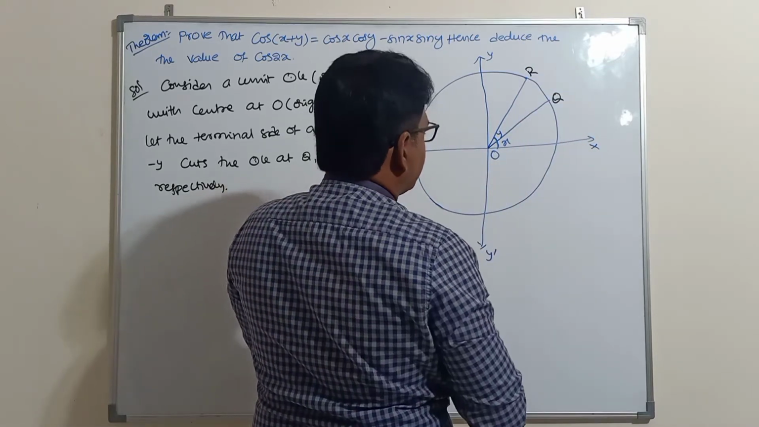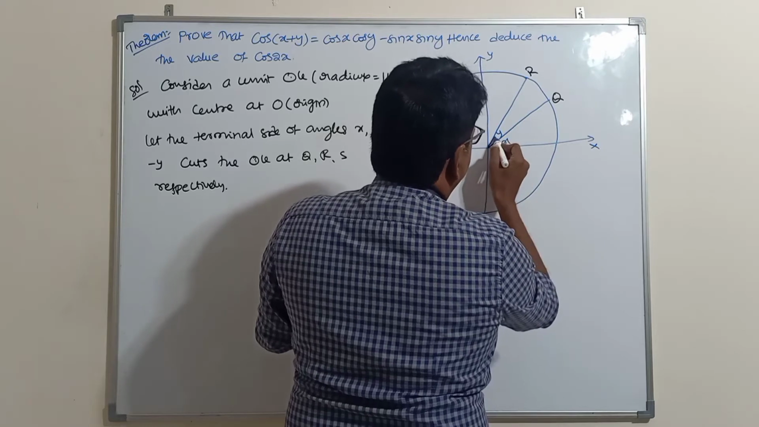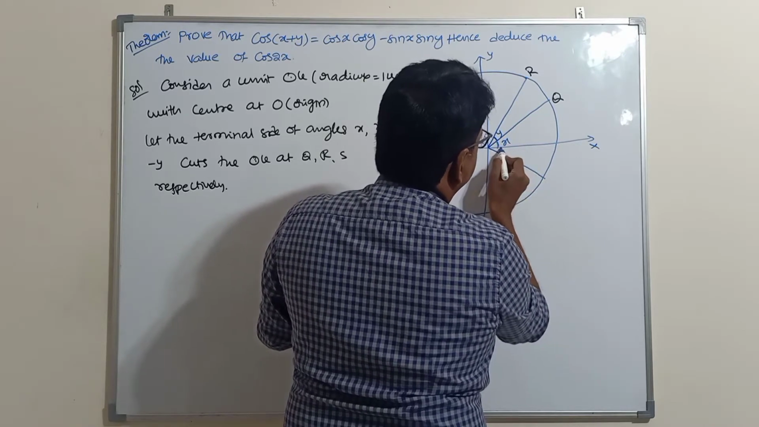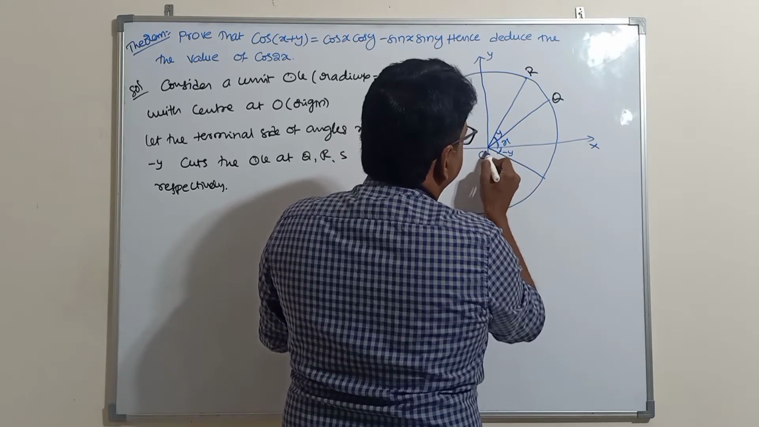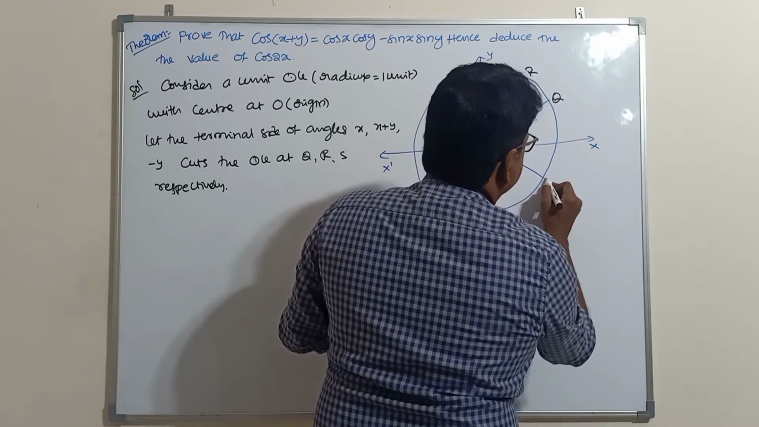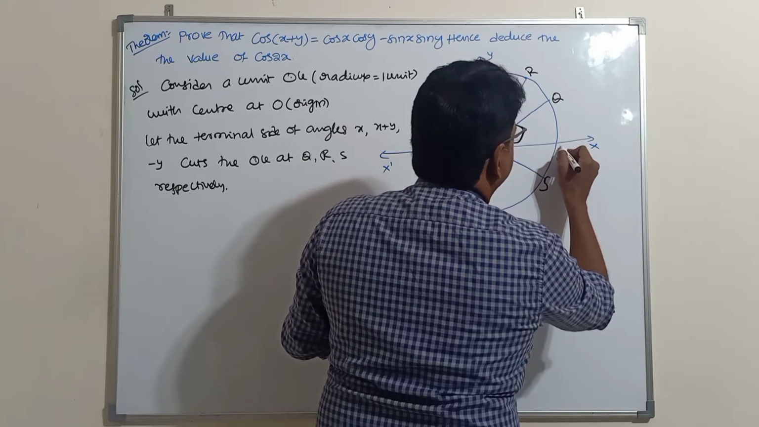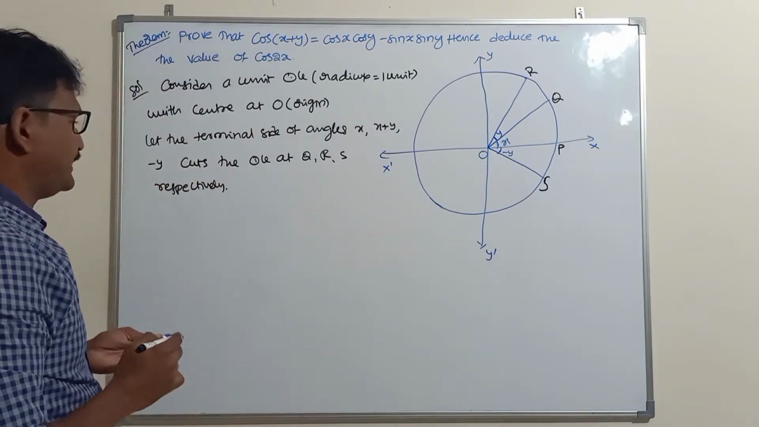Next, terminal side of minus y. So whatever the angle it is making here, same angle I am taking here in the clockwise direction. So it is minus y. So let this side meet the circle at a point S. Next, let this line, the x-axis, meet the circle at a point P.